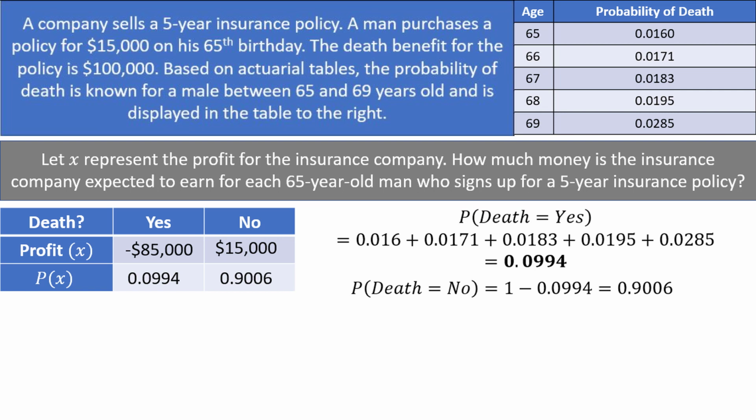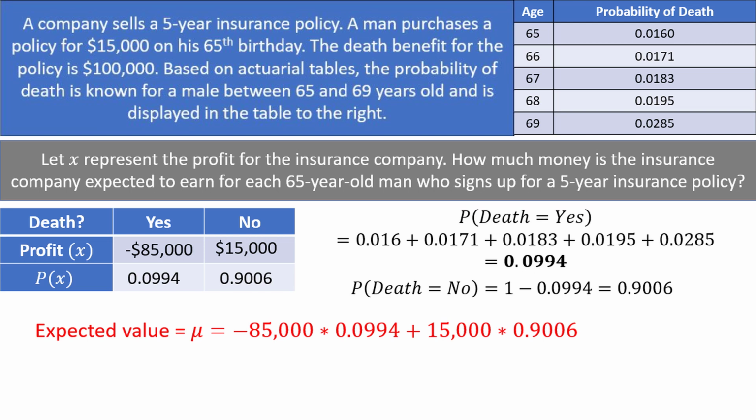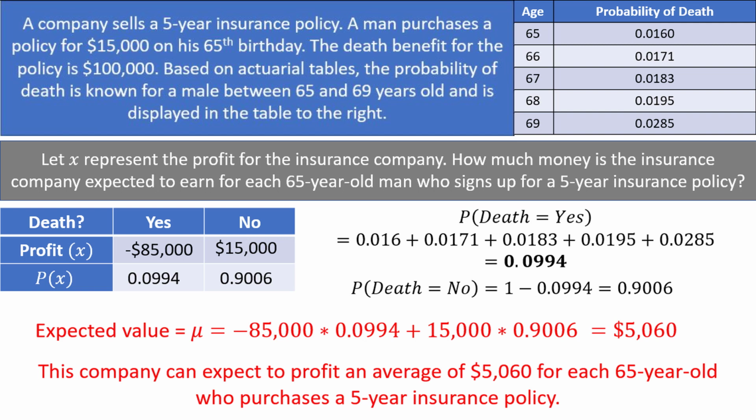At this point, we can calculate the expected value. Negative 85,000 times 0.0994 plus 15,000 times 0.9006 is equal to $5,060. This company can expect a profit an average of $5,060 for each 65-year-old who purchases a 5-year insurance policy.